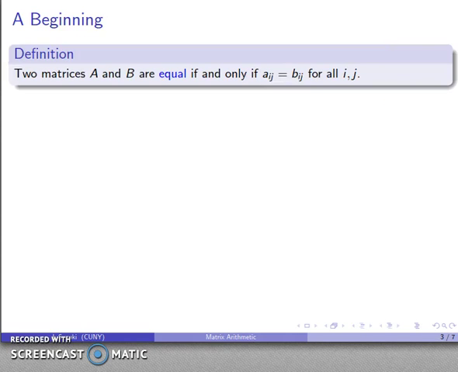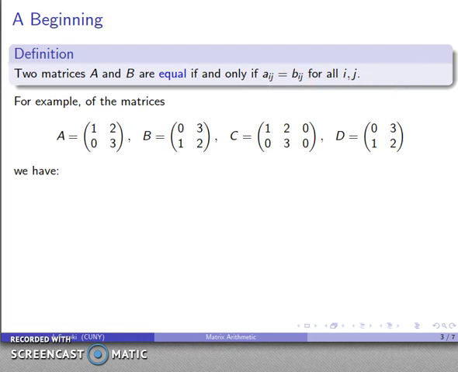Well, the beginning point is we have to start by identifying when some things are equal. And so we'll define two matrices A and B. We'll say they're equal if and only if Aij equals Bij. Remember, the ith row, jth component of A and the ith row, jth component of B, if they are equal for all i and j.